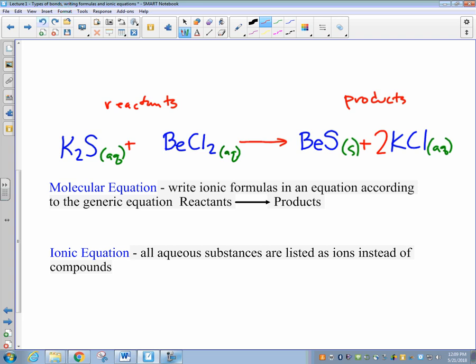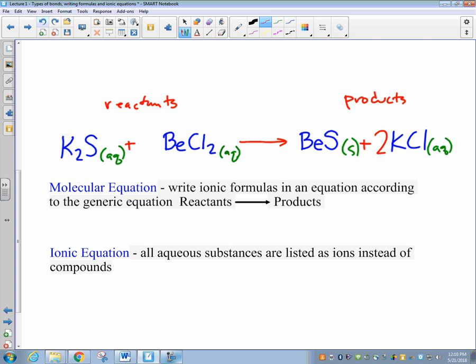You'll also notice that I have 1 sulfur on the reactant side and 1 sulfur on the product side, so that's balanced. 1 beryllium on the reactant side, 1 beryllium on the product side, so that's balanced. And now that I've got a 2 on the product side for the coefficient for KCl, I have 2 chlorines on the product side, as well as the 2 chlorines on the reactant side in the compound BeCl2. So we now have a balanced chemical equation showing our overall chemical reaction occurring.